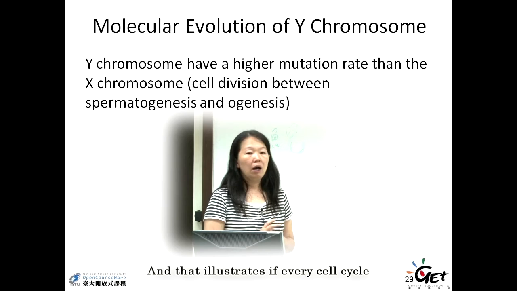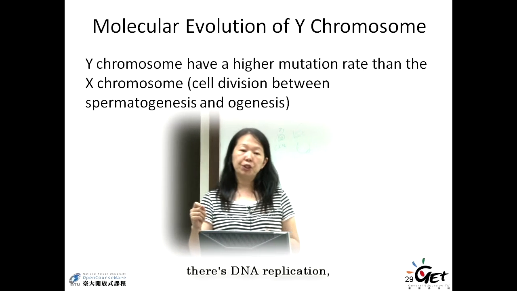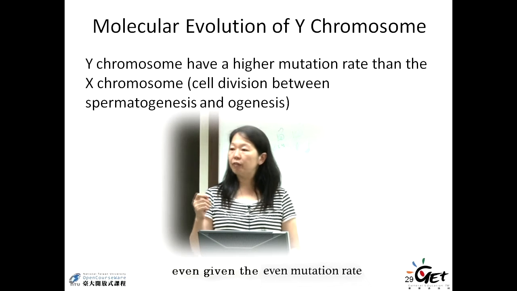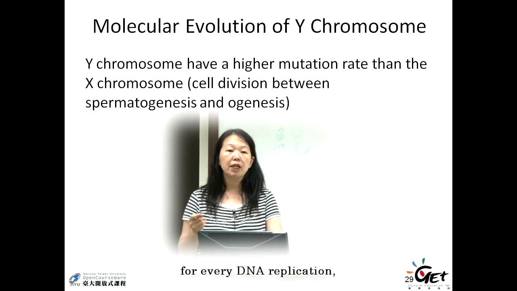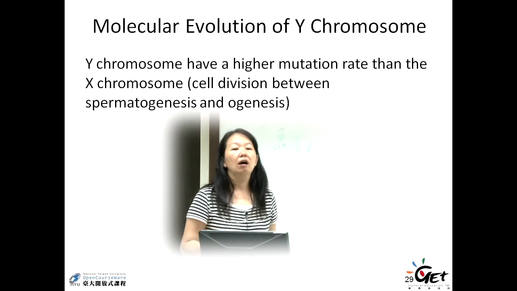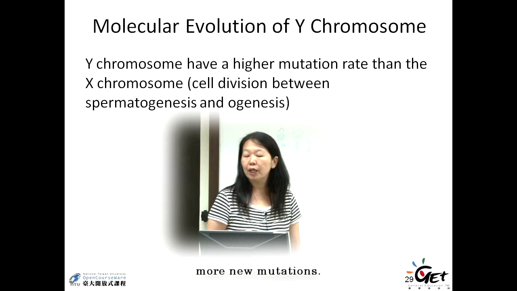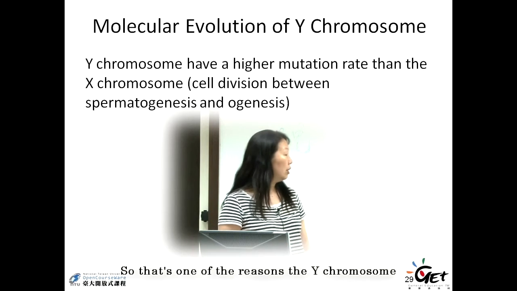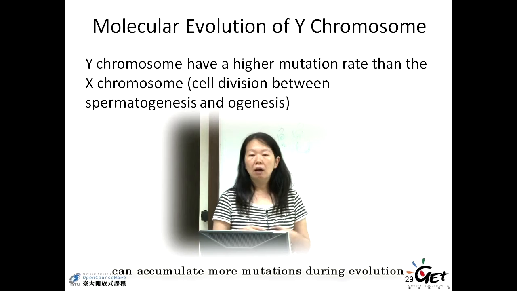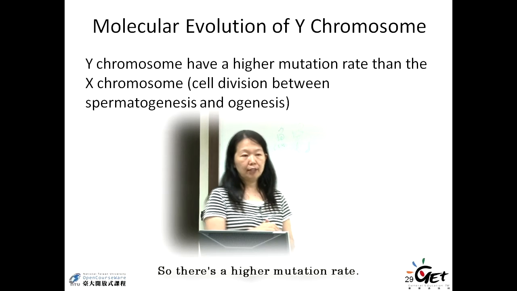And that implies that if every cell cycle has DNA replication, right? Even given an even mutation rate for every DNA replication, if you have more replication, there's more chance the genome will acquire more new mutations. So that's one of the reasons the Y chromosome can accumulate more mutations during evolution. So there's a higher mutation rate.